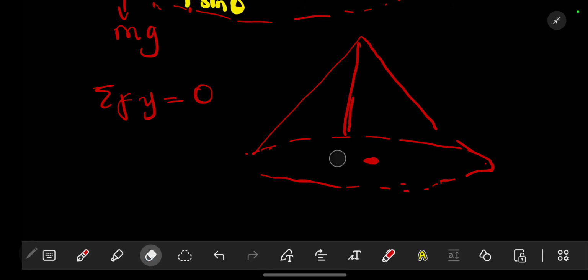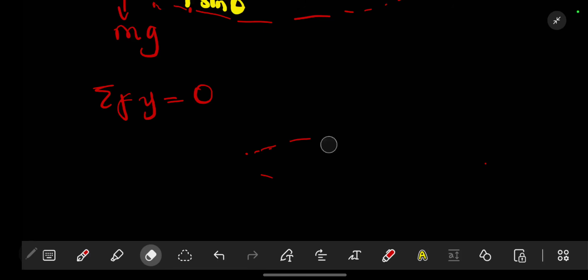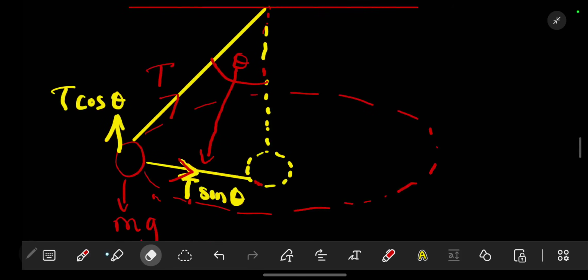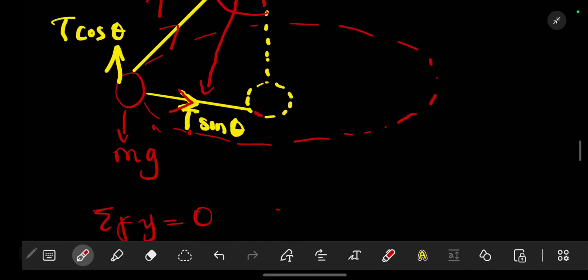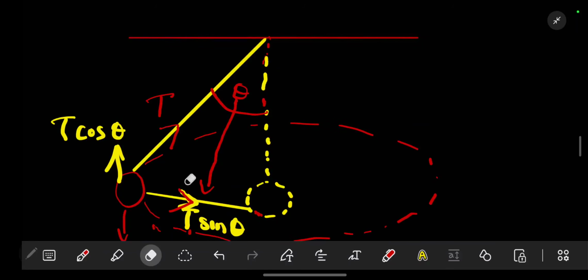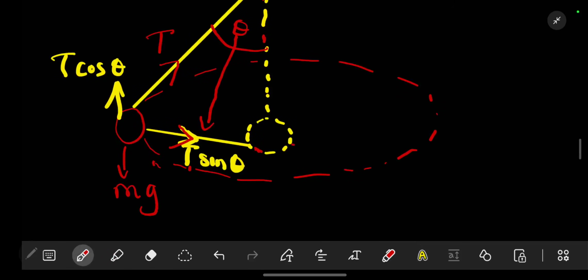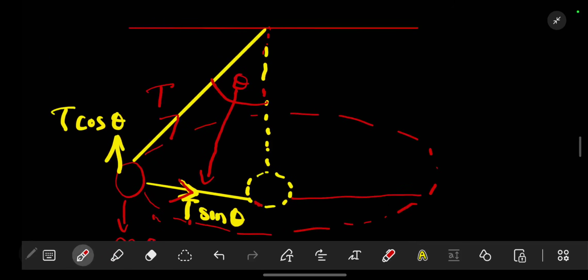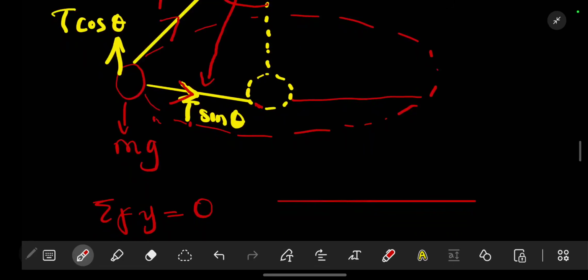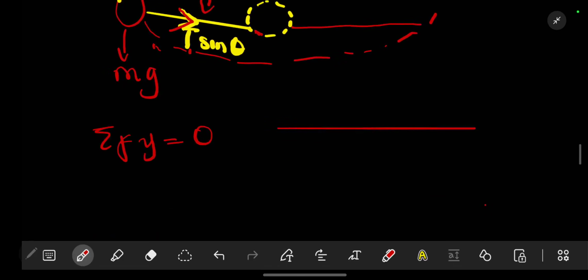So the summation of forces in the y for a conical pendulum is equal to 0. Why 0? This is simply because it is not moving in terms of the y direction. So it will not go at a higher level. Even when you look at all these red lines, they are just on the same level as this point. It's only that drawing would be difficult, but that's the way it is. So the summation of forces in the y is equal to 0.